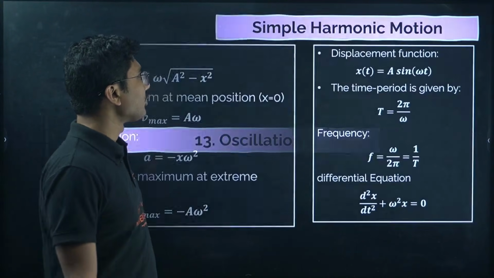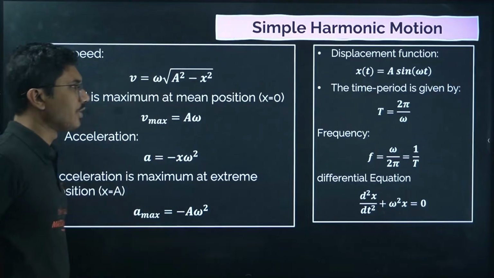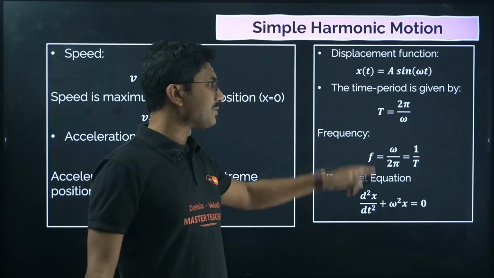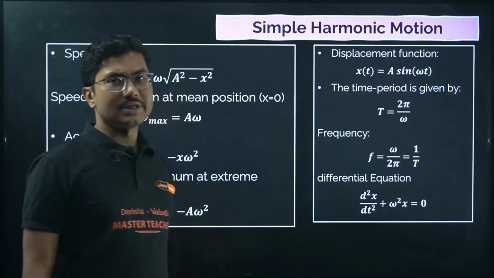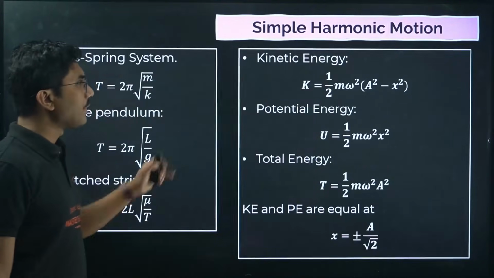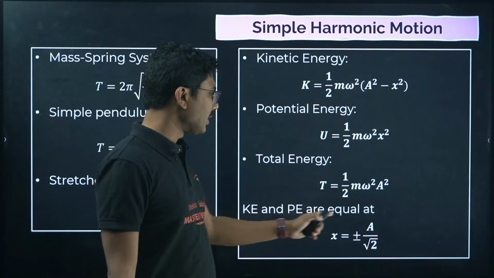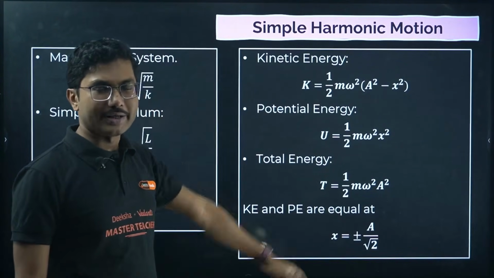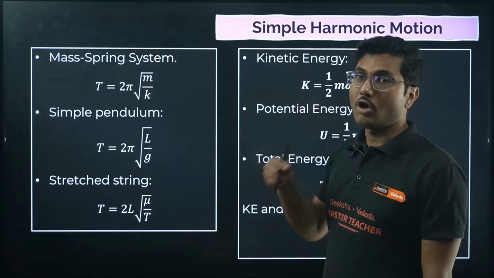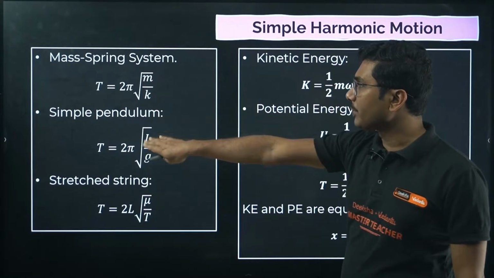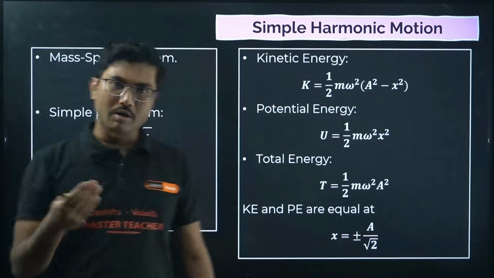Now oscillation, how oscillation is related to simple harmonic motion. All the formulas are listed over here. You can revise it quickly. Displacement function, time period, frequency, differential equation, everything is listed over here again. Simple harmonic motion, kinetic energy, potential energy, total energy, and at what location kinetic energy and potential energy are equal. That can also be a source for an objective question. Mass spring system, simple pendulum, string, everything is listed over here for time period formulas.